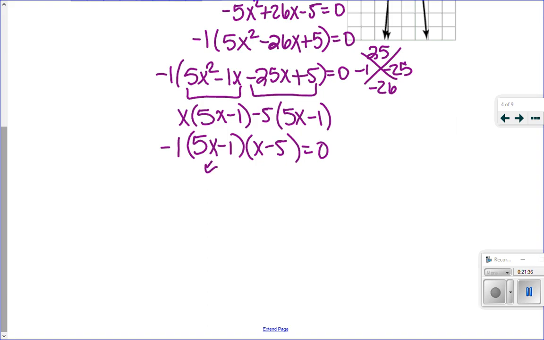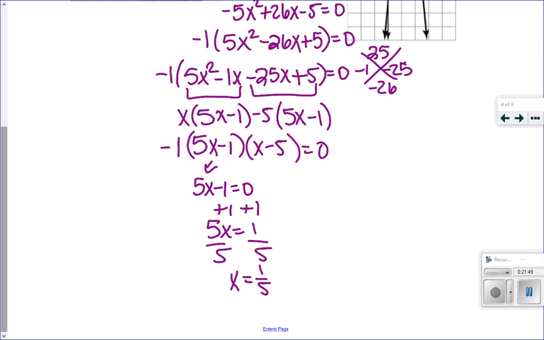So we'll set this guy equal to 0 and solve it. Divide. So it looks like one of our intercepts should be at 1/5. The other intercept should be at exactly 5. So let's see how realistic that sounds. 1/5 and 5. That's what I'm looking for on this graph.